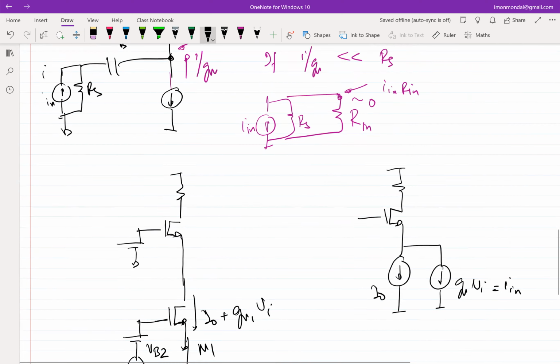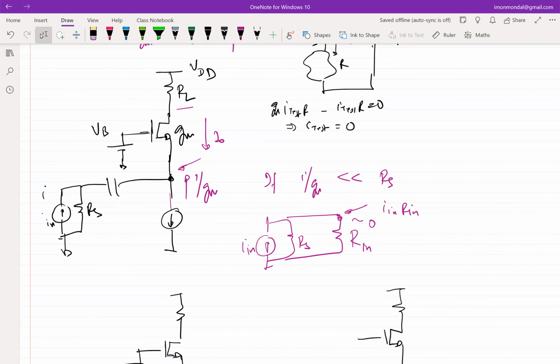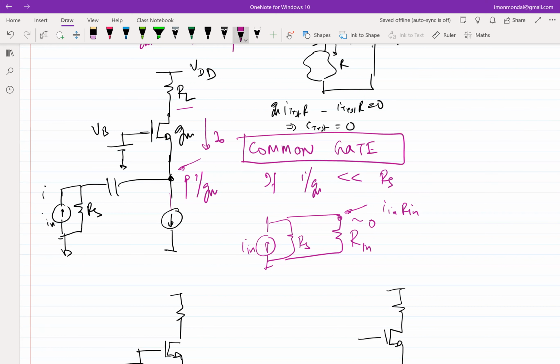So this particular configuration, where you fix the gate voltage and you apply an input at the source and you observe at the drain, is called common gate configuration. It's called common gate. So you saw common source, common drain, this is common gate. There is one more thing you can do, it is also called current buffer.